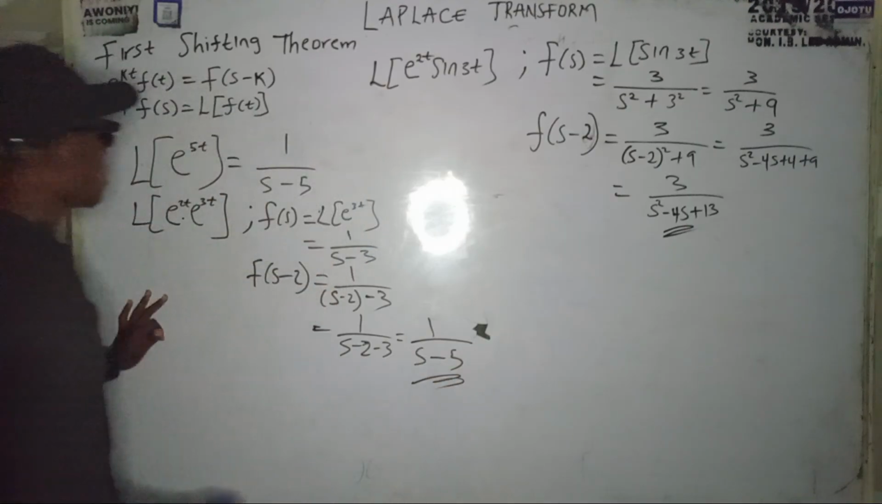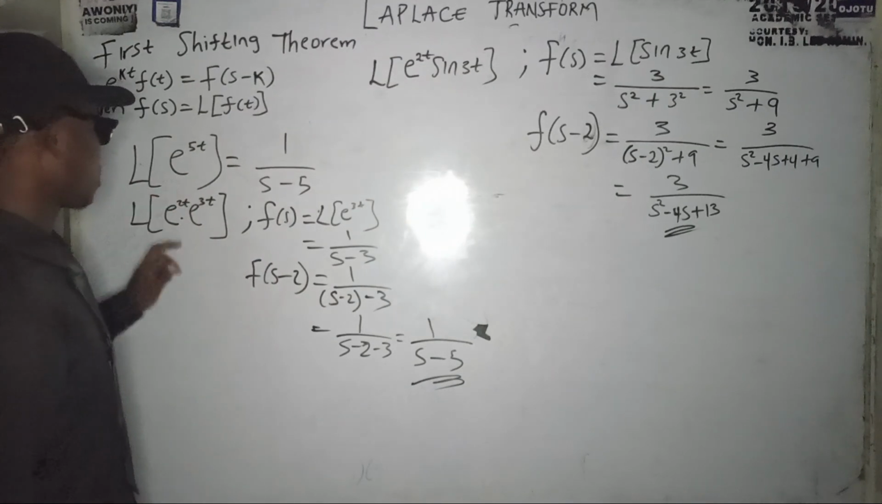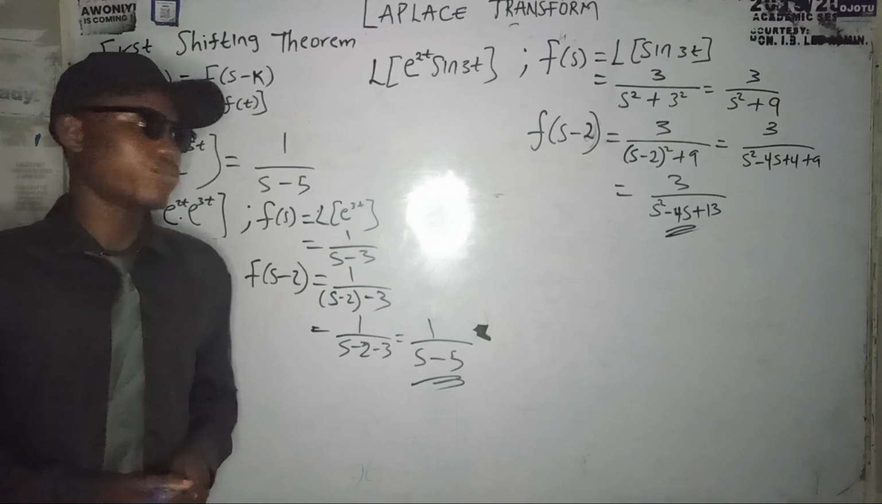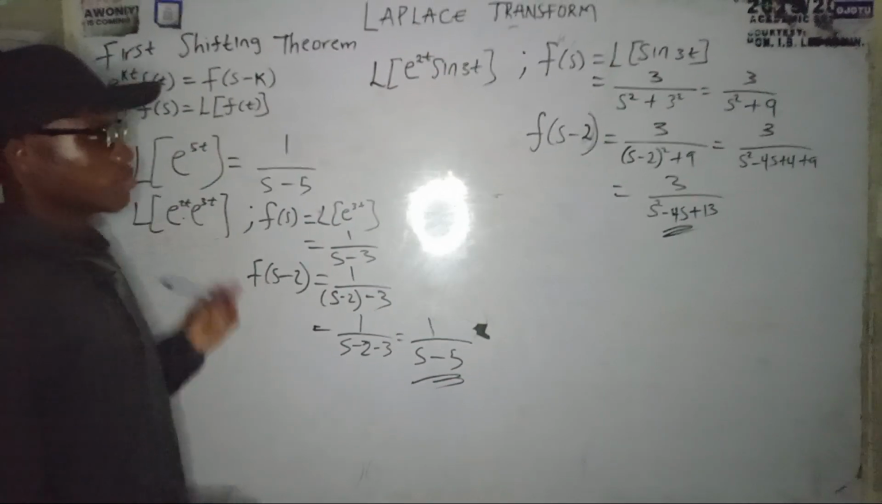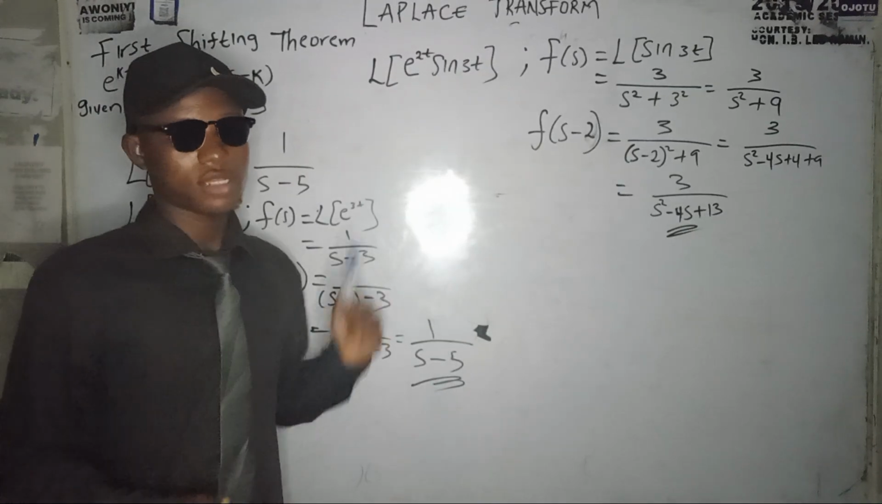So we got the same answer as when we did the direct Laplace transform, and when we used the first shifting theorem to break it down. It's just a proof, and you do not necessarily have to break this down. It's just a proof to show that the first shifting theorem is correct. So that's how the first shifting theorem goes.